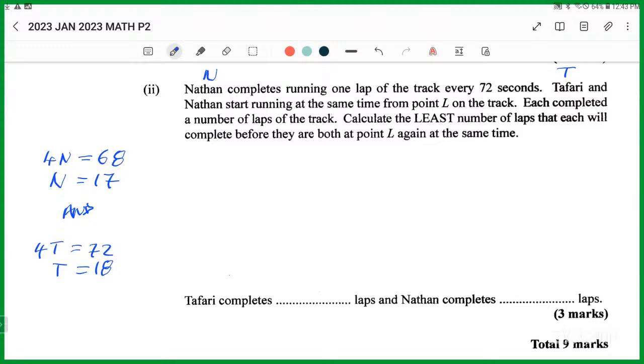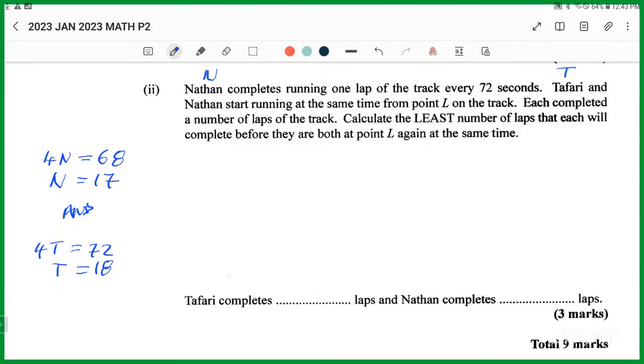If you look at it the other way, the man who's going faster is going faster by 4 seconds. The first lap is 4 seconds ahead. Second lap is 8 seconds ahead. The next lap is 12 seconds ahead. The next lap is 16 seconds ahead. So you want to know how many laps it takes to be 72 seconds ahead, because at 72 seconds ahead he's going to meet up with the other person, who is at the same time completing a lap, because he does a lap in 72 seconds.